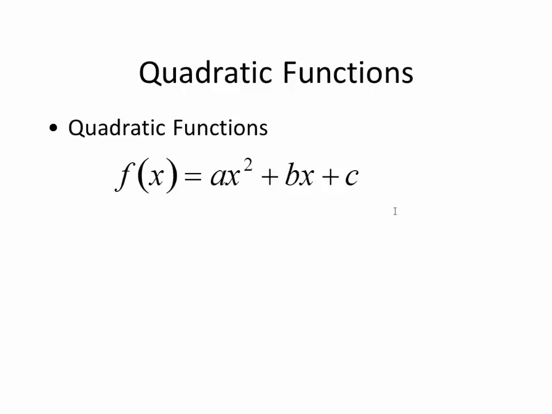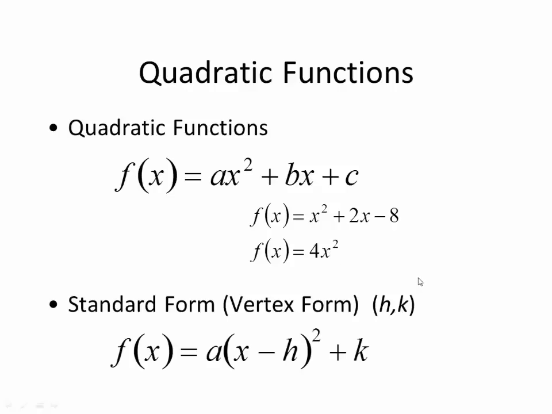A quadratic function is one that looks like this, meaning that the highest exponent is a 2. Okay, this is an example. X squared plus 2x minus 8, where the highest exponent is a 2, it's a squared, that makes it a quadratic function. Here's another one. It doesn't have to have anything after it, or it could have something after it, but as long as the biggest exponent on the x value is a 2, that's what makes it a quadratic.